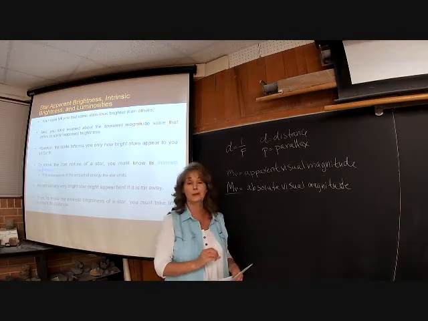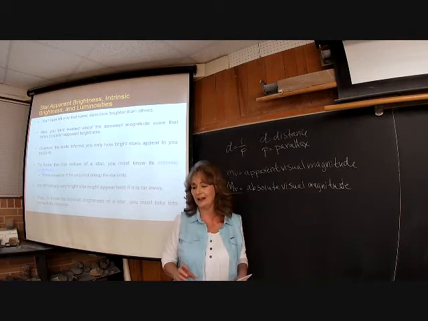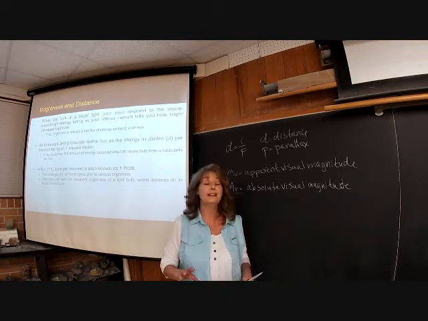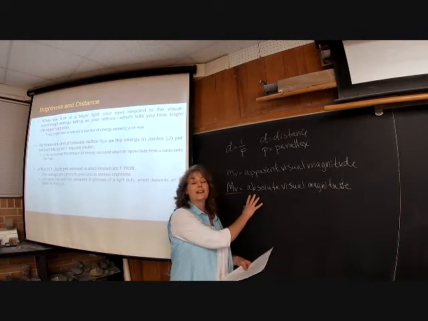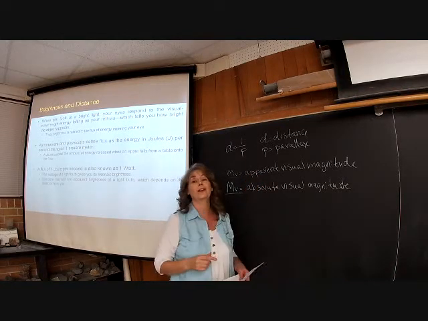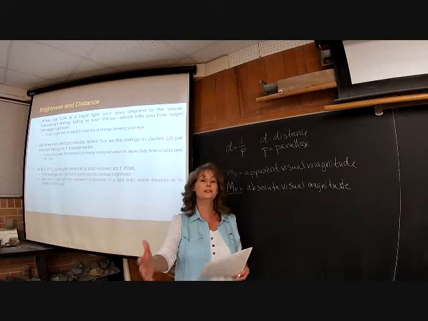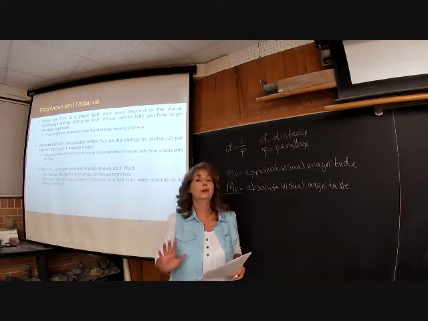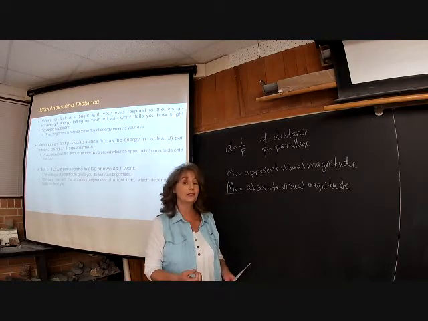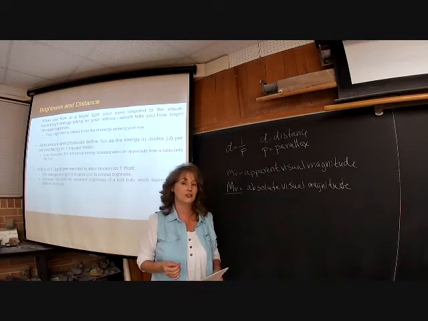So we do like to use absolute visual magnitude. Its definition is kind of weird. The absolute visual magnitude is what the apparent visual magnitude of a star would be if it were put 10 parsecs away. So what we're trying to do with that definition is put all the stars 10 parsecs away and then compare them as far as their brightness goes. So we took away the factor of distance. That's the problem with the apparent visual magnitude scale.